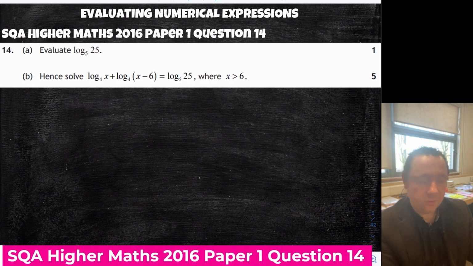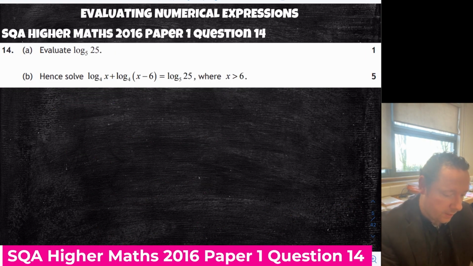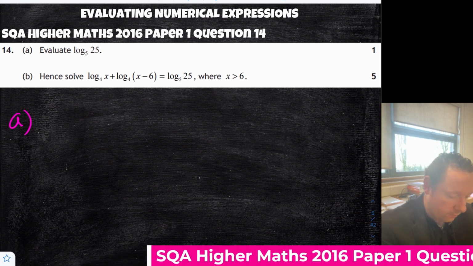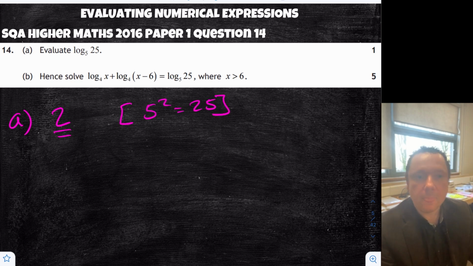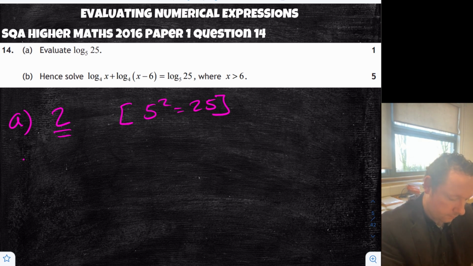Evaluating numerical expressions for logs, SQA Higher Maths 2016, paper 1, question 14. Part A, evaluate log 5 25, 2, because remember that means 5 squared equals 25. It's as simple as that. Part B, hence solve log 4 x plus log 4 (x minus 6) equals log 5 25.